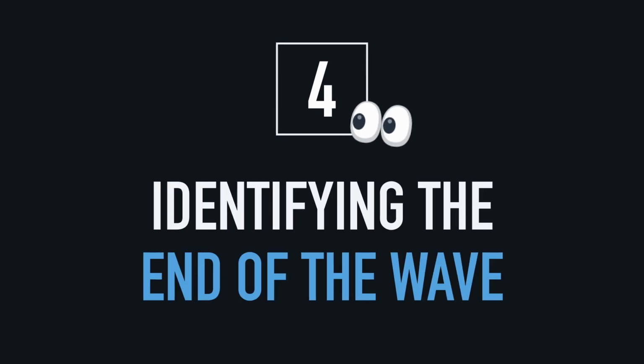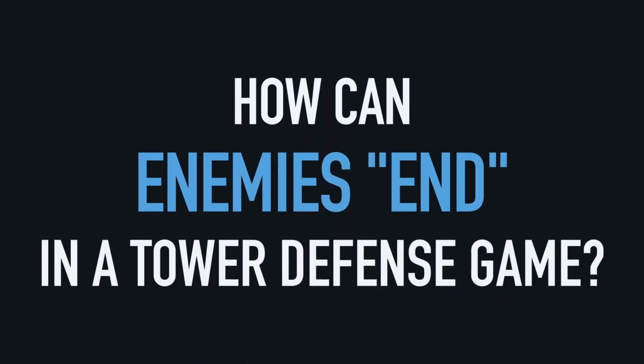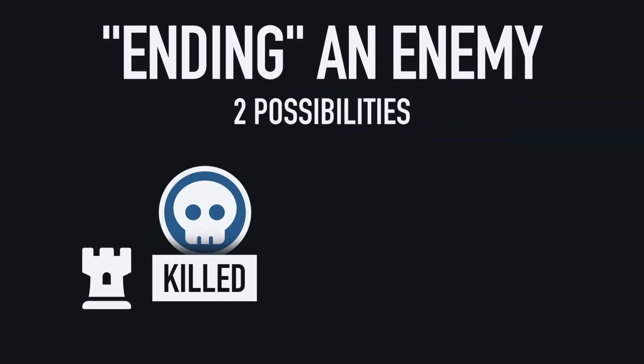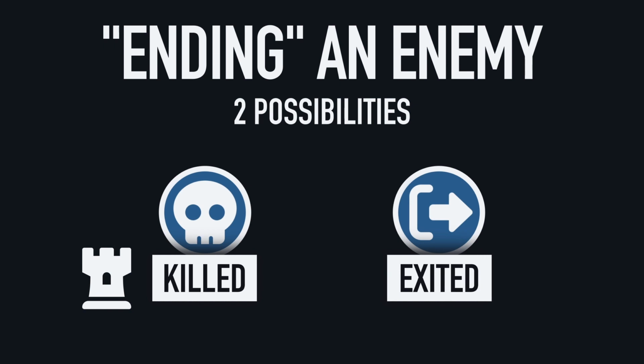In tower defense games, there are usually two ways an enemy can end. Either it is killed by one of the player's towers, or it exits the scene and thus costs the player one or more life points. And a wave ends when all of the enemies inside its reference list have been spawned and have ended one way or the other.